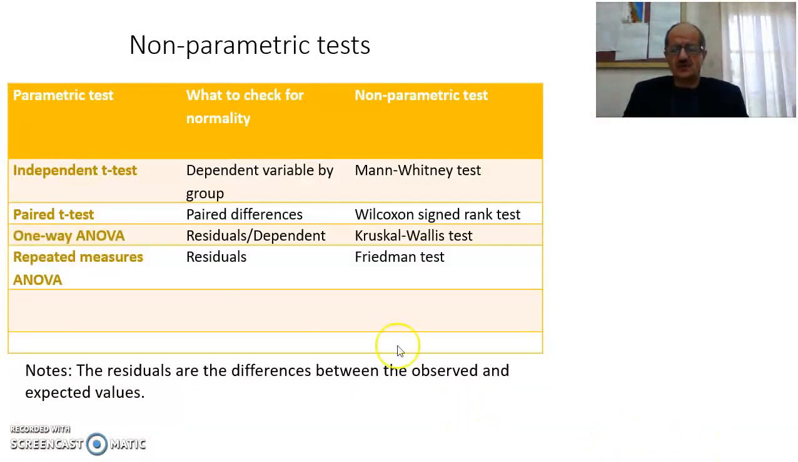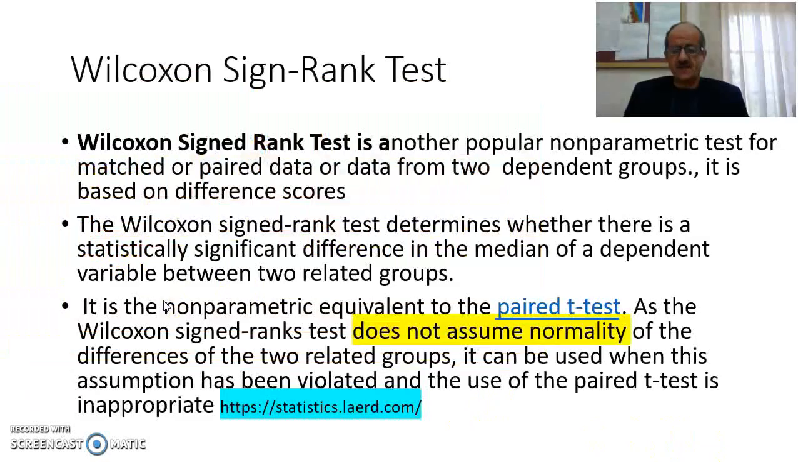What do we test for normality? In the case of the paired t-test, we test the normality of the pair differences. So the Wilcoxon signed rank test is another popular non-parametric test for matched or paired data, or data from two dependent groups. This test determines whether there is a statistically significant difference in the median of a dependent variable between two related groups. It is equivalent to the paired t-test, but the Wilcoxon signed rank test does not assume normality of the differences of the two related groups. It can be used when this assumption has been violated.